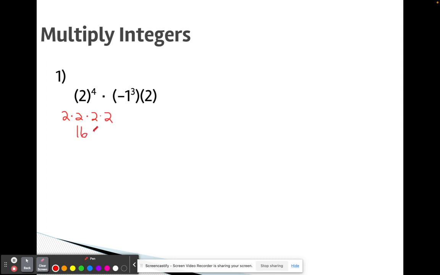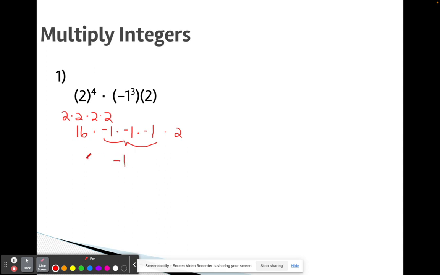I'm going to multiply that by, I have negative 1 times negative 1 times negative 1. And I have my times 2. I don't want to lose any part of my expression. Negative 1 times negative 1 is a positive 1. Positive 1 times negative 1 is a negative 1. So this whole thing here equals negative 1.